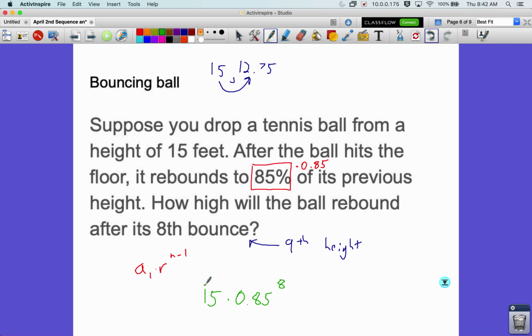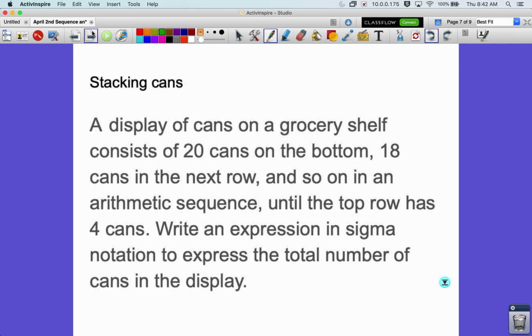Just plug that into our calculators. 15 times 0.85 to the power of 8. Do not press enter before you say to the power of 8, because the exponent has to come first in the order of operations. And we get 4.087 feet. All right.